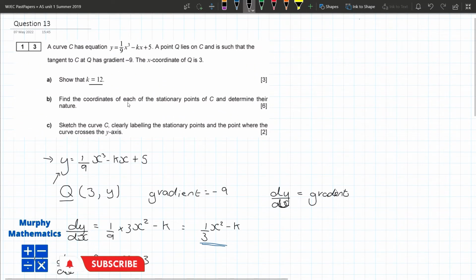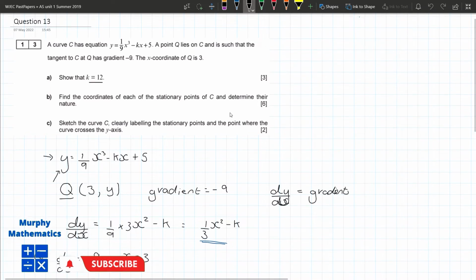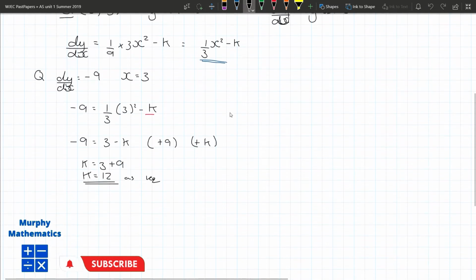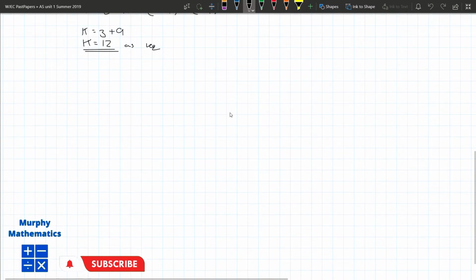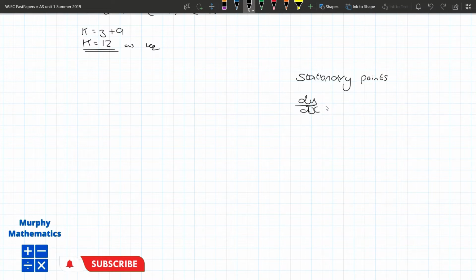So part B, find the coordinates of each of the stationary points of C and determine their nature. Okay, so there's two important parts here. So we need to know what stationary points are. And stationary points are when dy over dx equals 0.